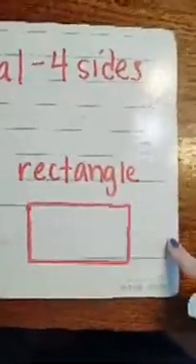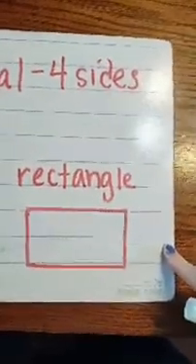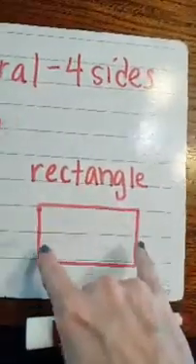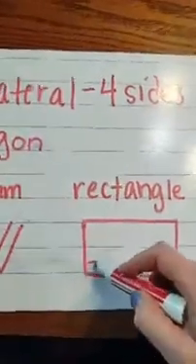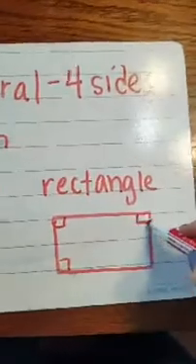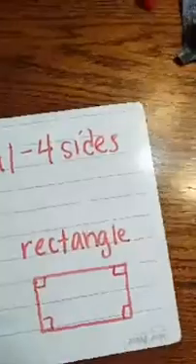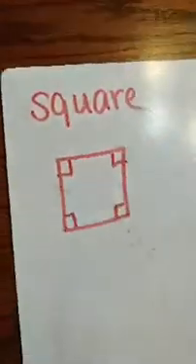We've also got a rectangle, and that is a parallelogram with 4 right angles. I bet you were thinking that has 2 longer sides and 2 shorter sides, which is true about a rectangle, but when we classify it, it has 4 right angles. Each of these corners is a right angle. That's why a square is a type of rectangle, because it has 4 right angles.